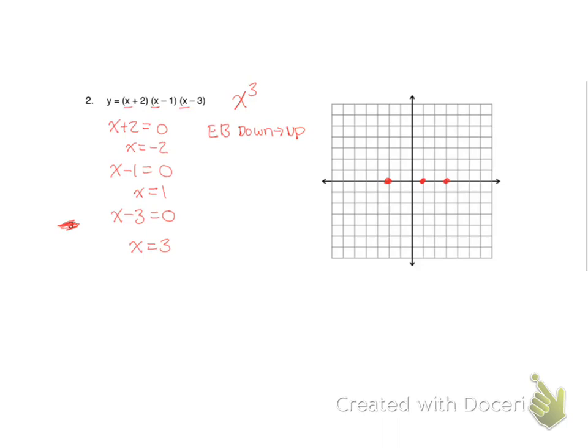So on the far left-hand side, this function is going to be heading down. On the far right side, this function is going to be going up. And then you just play connect the dots. Okay? I don't have any multiplicities here, so everything crosses through. Okay? Now, this is just a rough sketch. It's not exactly what it's going to look like, but it's pretty close. Okay?